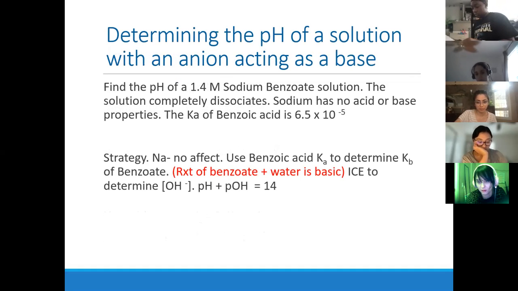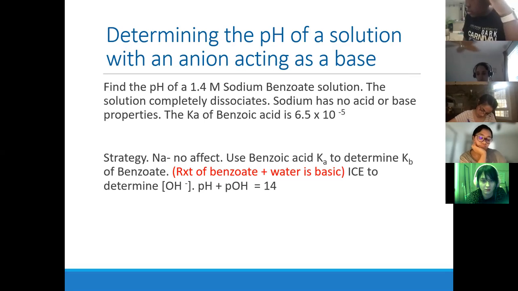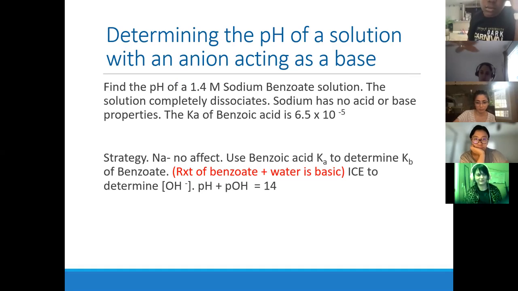Now, how are we going to determine the pH of a solution with an anion acting as a base? Find the pH of a 1.4 molar sodium benzoate solution. The sodium benzoate completely dissociates. Sodium has no acid or base properties. The Ka of benzoic acid is 6.5 times 10 to the minus 5th. That's a Ka. We want to know benzoate.